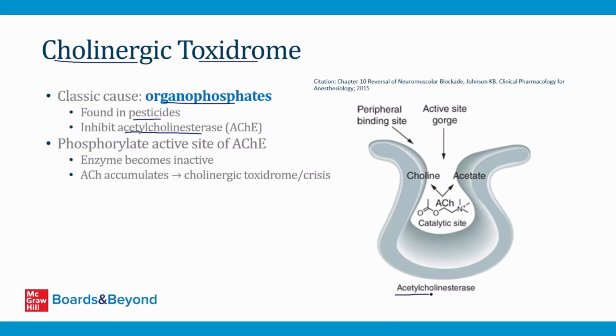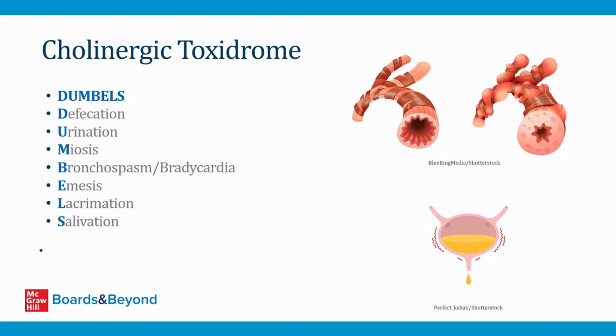So this is a depiction of the enzyme acetylcholinesterase, and it takes the neurotransmitter acetylcholine and breaks it down into choline and acetate. And so when you inhibit this enzyme because of exposure to organophosphates, you get increased levels of acetylcholine at synapses throughout the body and general overactivation of cholinergic receptors. The way organophosphates cause this inhibition of acetylcholinesterase is by phosphorylating the active site of the enzyme. This renders the enzyme inactive, and then, as I said, acetylcholine accumulates, and you get a cholinergic toxidrome or a cholinergic crisis.